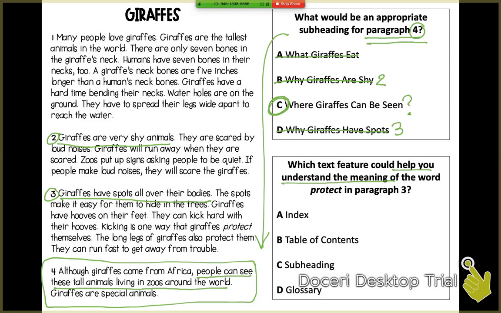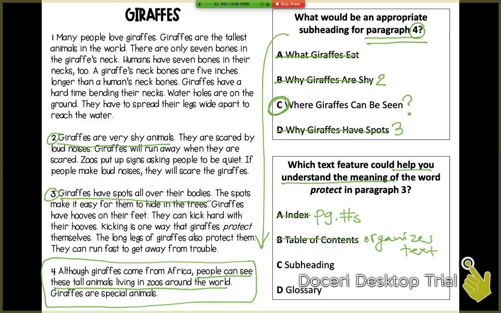Okay, so A says index. The index gives us the page numbers of detailed topics. Well, I'm not looking for page numbers. I'm trying to understand the meaning of a word. So index gives us page numbers. That doesn't tell us the meaning of words. All right, table of contents helps us locate the major topics. So table of contents organizes the text into like chapters. It also gives us page numbers. It does not give us the meaning of words, okay?